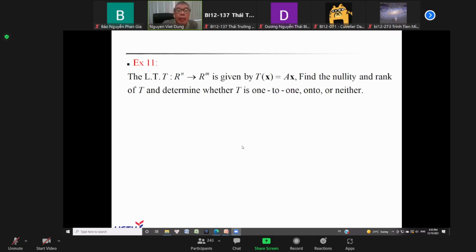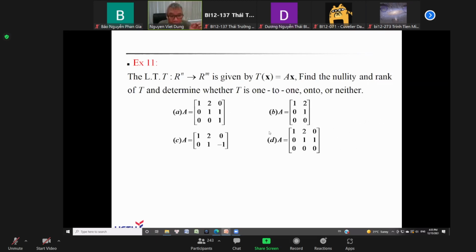Sorry, so let me continue. Now, the example here is you are given a mapping defined by a matrix A like that, and you are required to find the nullity and the rank of the mapping T, and then determine if T is one-to-one, onto, or not. The example is a very long one. You have 4 cases, in the 4 cases a matrix like that.